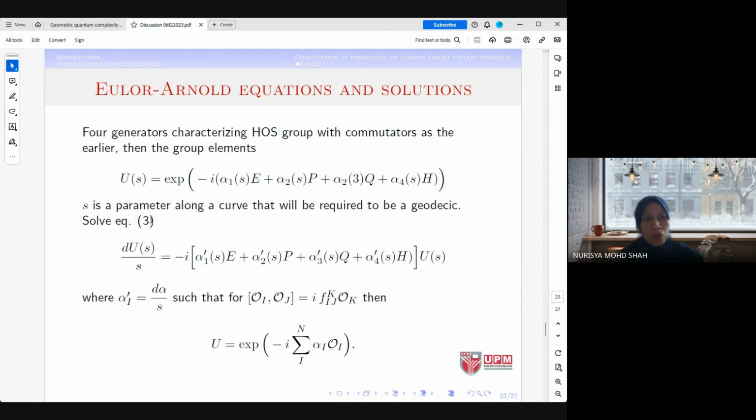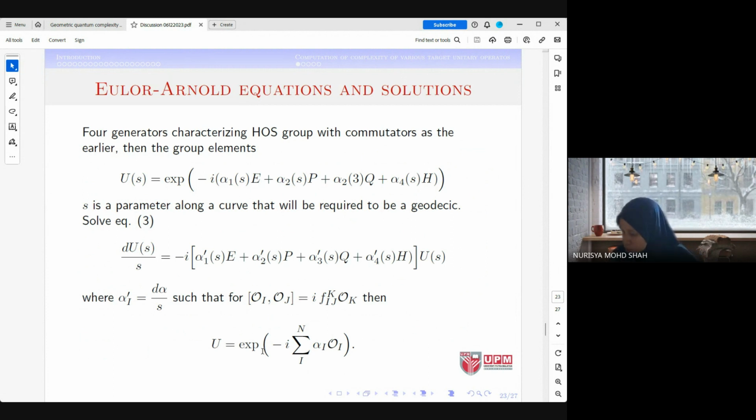And then if you solve equation 3, so equation 3 is the geodesic equation. Okay, so if you're differentiating U over S, that's why you have this alpha, because your alpha here is with respect to S. So that's where alpha prime is. Oh, sorry, this is a typo. So d alpha ds. Okay, and then using the commutator algebra with the structure constants, you can write down your u as exponential of the sum.